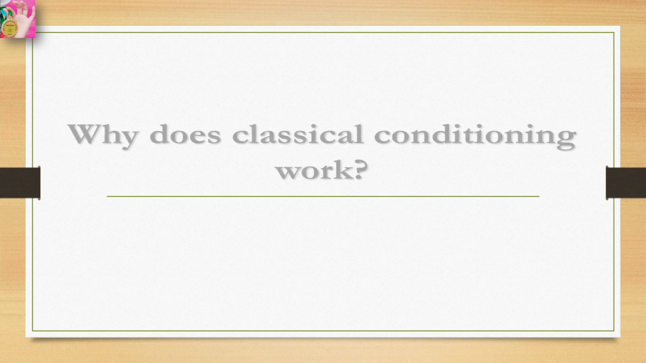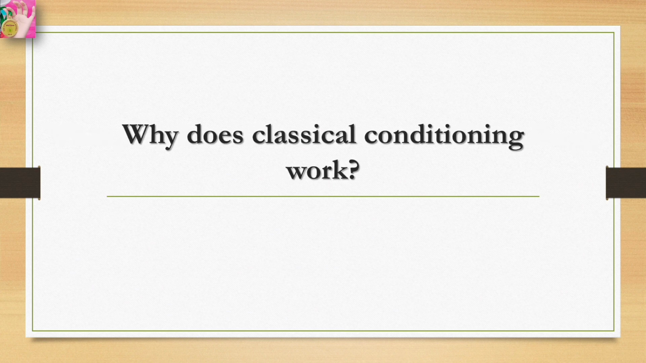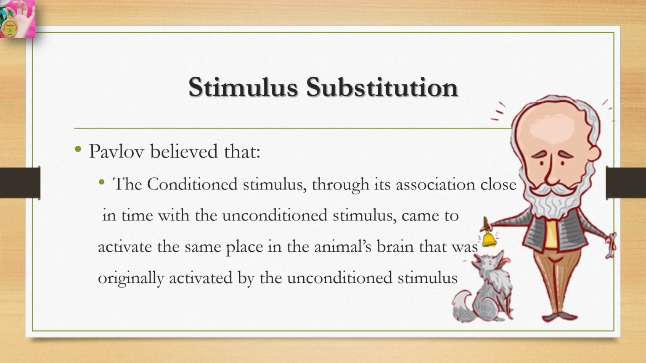So again, starting with the question, why does classical conditioning work? Pavlov believed that the conditioned stimulus, through its association close in time with the unconditioned stimulus, came to activate the same place in the animal's brain that was originally activated by the unconditioned stimulus. So he called this process stimulus substitution.